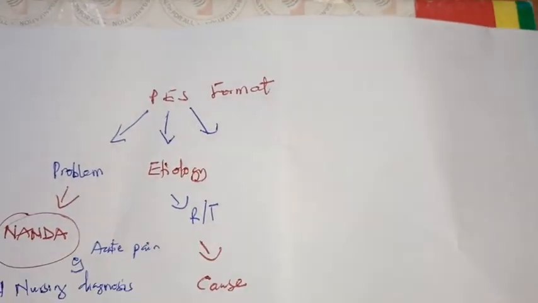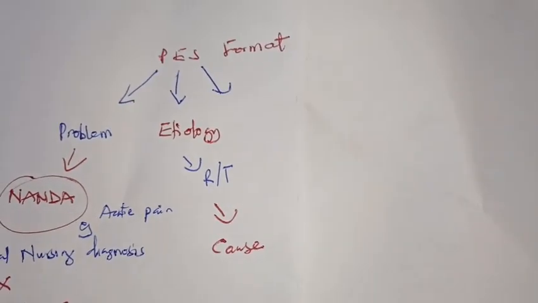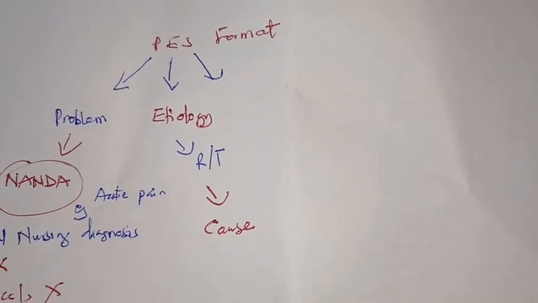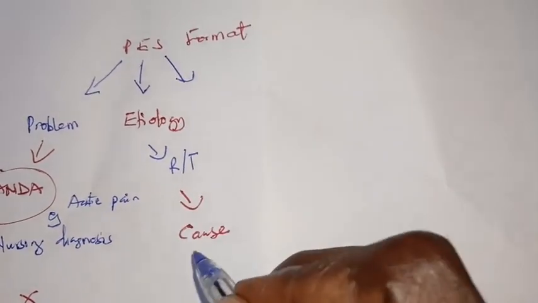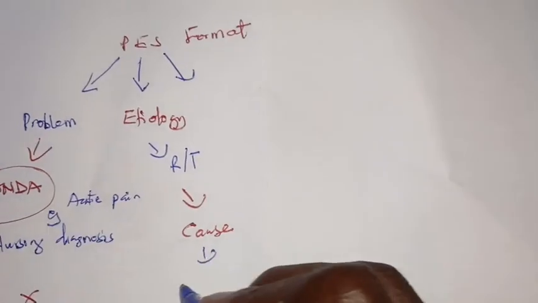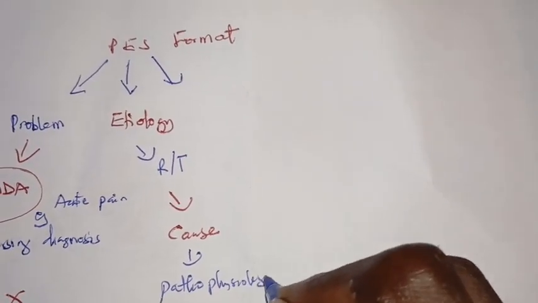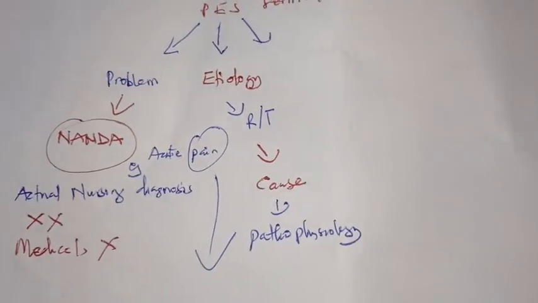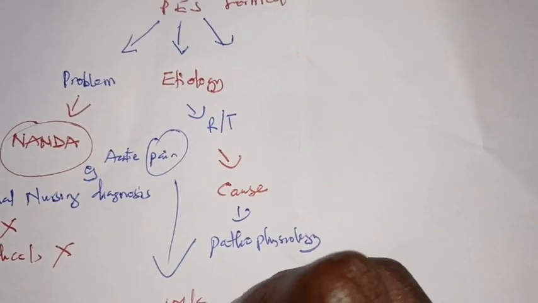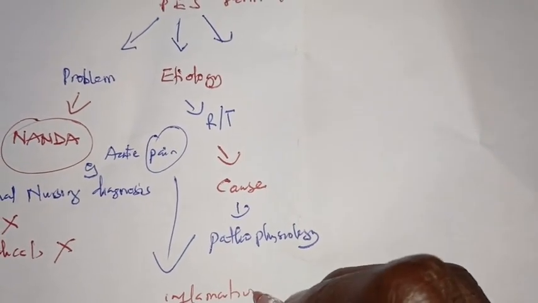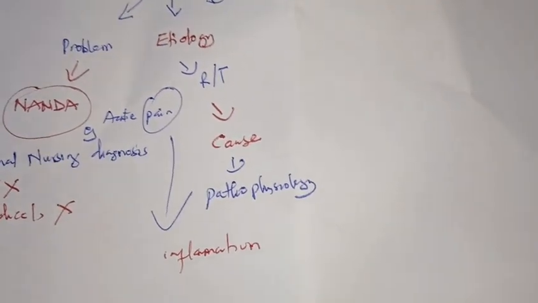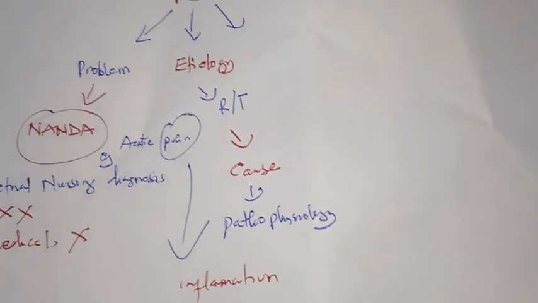So what is causing the acute pain? What do you think is causing the acute pain? Here we are often looking at the pathophysiology, the pathophysiology of the disease. We all know for there to be pain, there should be some inflammation. There should be some level of inflammation going on in the body.